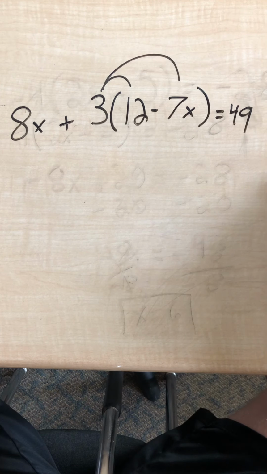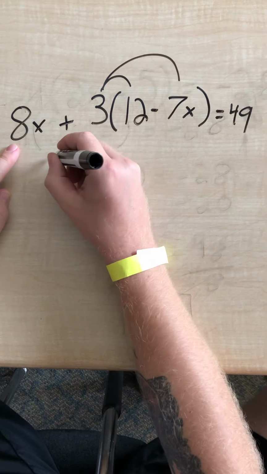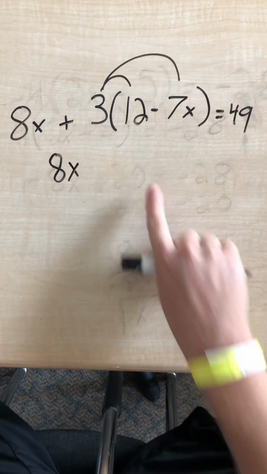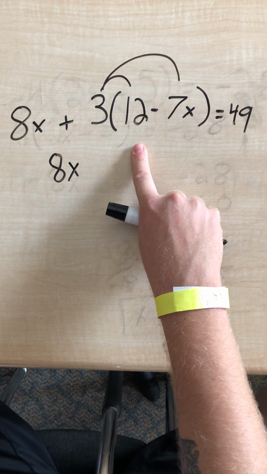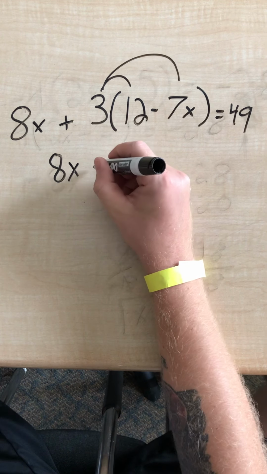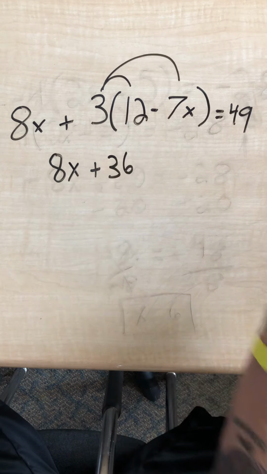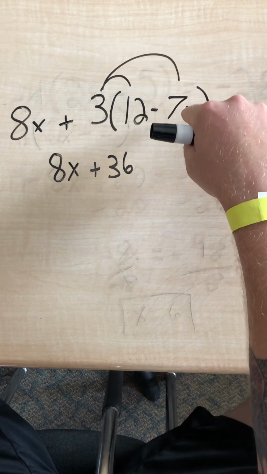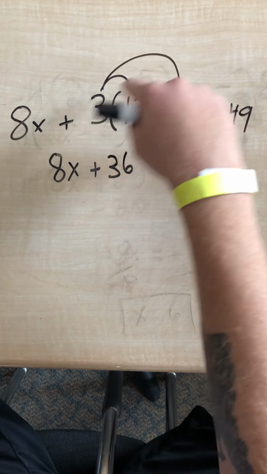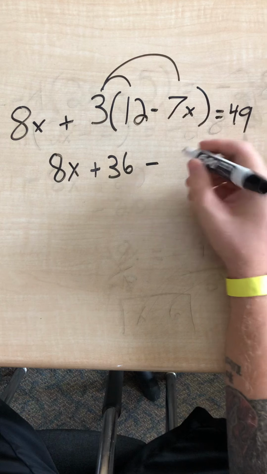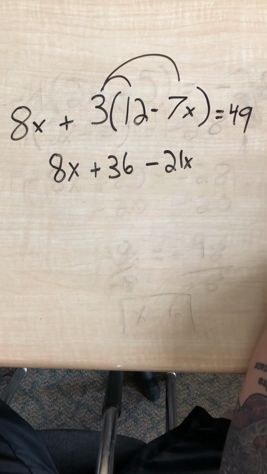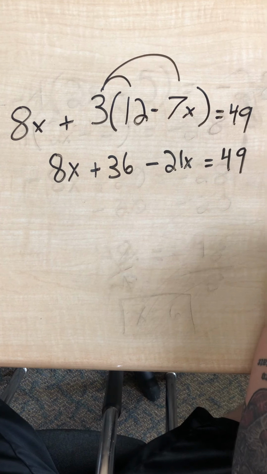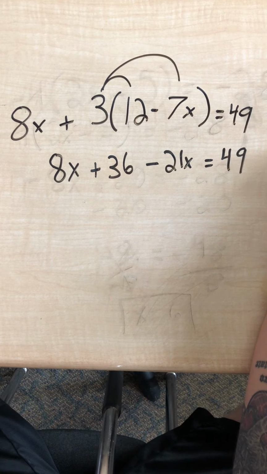I am going to rewrite the equation. That 8x didn't change. I'm going to drop that down. Here we go. We have a positive 3 times 12. 3 times 12 is 36. So that's a plus 36. Okay. 3 times negative 7x. Okay, here we go. 3 times negative 7x is negative 21x equals 49. And voila, step number 1, using the distributive property is done.